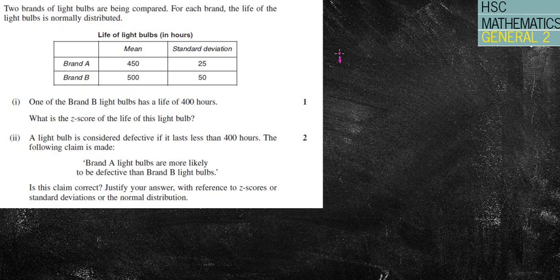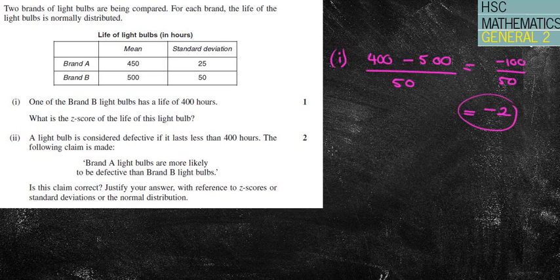So again, you might choose to do a nice big bell curve. In this case, I'm just going to do my score, which is 400. I'm going to take away my 500, which is the mean of brand B. I'm going to divide it by my standard deviation. So 400 take away 500 is negative 100, over 50. I put that in my calculator, we get a score of negative 2. So it's 2 standard deviations below the mean.